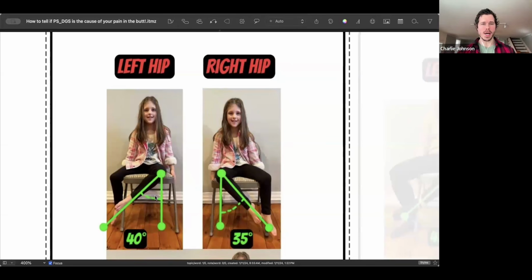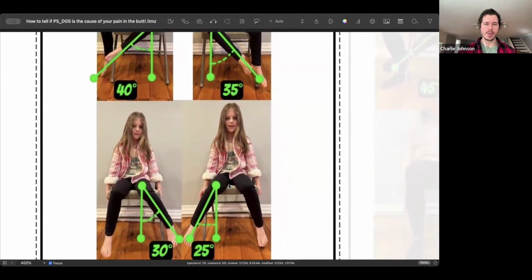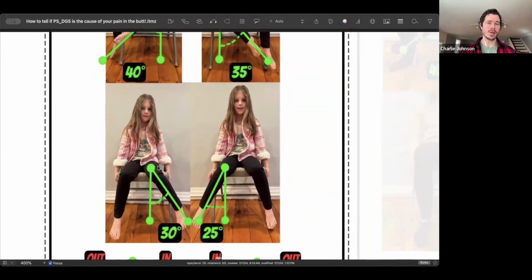You can see on the one side, I just drew some angles there, roughly. You don't need to get out some measuring device or anything funky here. Just look at it big picture. We'll say 40 degrees of hip external rotation on the left versus 35 degrees on the right. Now, her leg's going out, but this actually spins the hip bone in, so we call this internal rotation. And she's got roughly 30 degrees on the left and 25 degrees on the right. You can see a slight difference here, but nothing major.